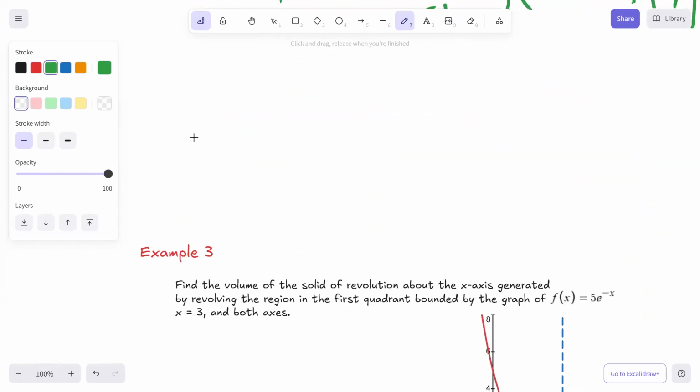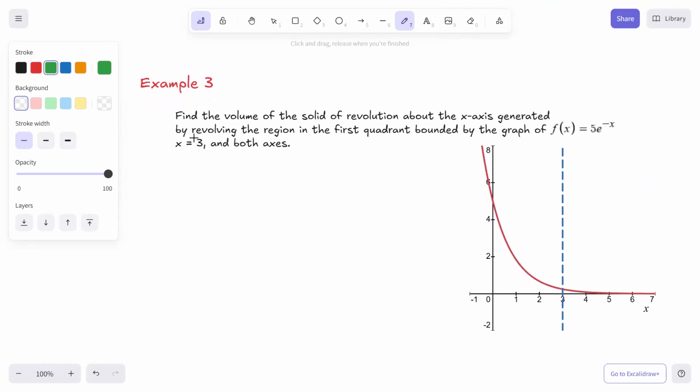So the next example we want to take a look at is the volume of the solid of revolution about the x-axis generated by revolving the region in the first quadrant, so that helps us know that it's going to be in the first quadrant, bounded by the graph of 5e to the negative x, x equals 3, and both axes. So the actual region right here goes all the way up, but just to 3. Then you imagine you put a crank on the x-axis and spin it. So you take a representative slice, and you can see that it makes a filled-in circle.